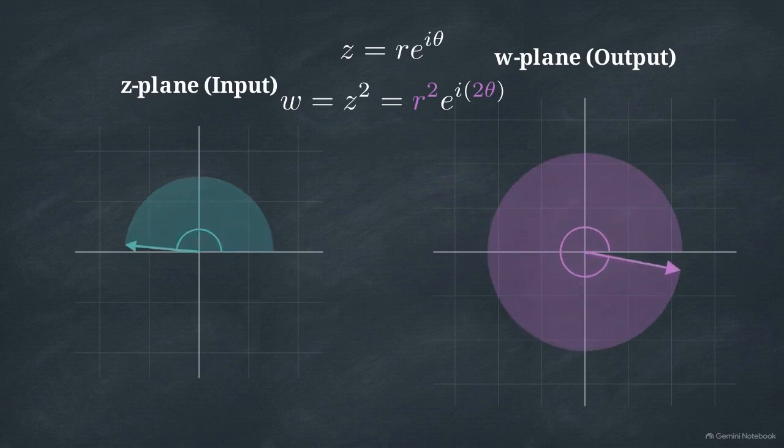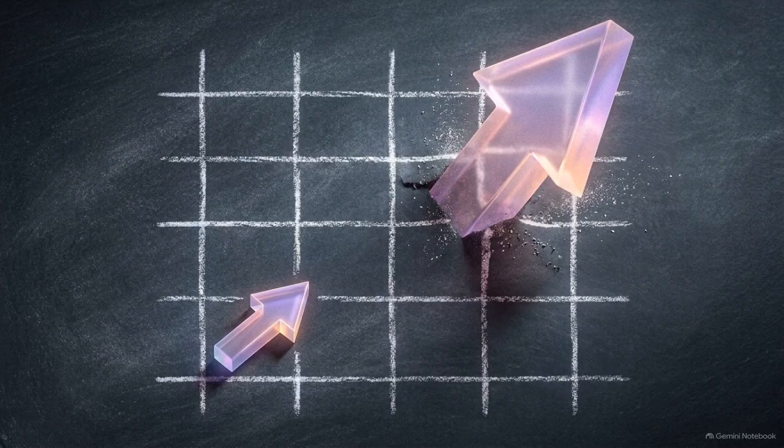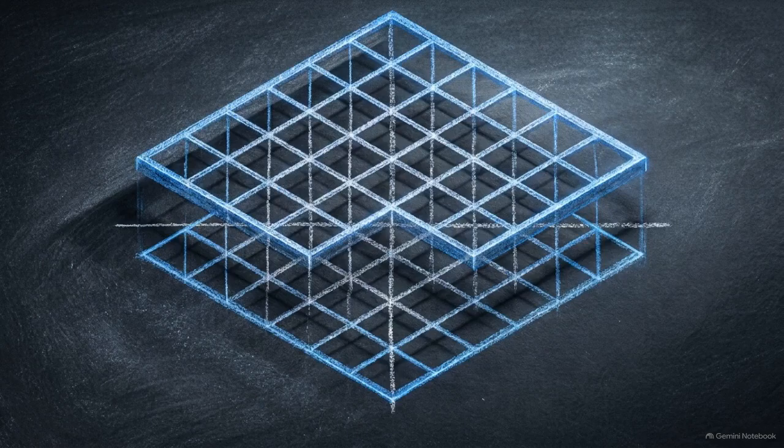As a z-plane vector sweeps a 180-degree semicircle, the corresponding w-plane vector doubles that rotation, tracing a full 360-degree circle. This rule warps straight input lines into parabolas. Because the distance r is squared, points further from the origin grow at a faster rate than those closer to the center. Complex functions dynamically fold, stretch, and wrap mathematical space over itself.